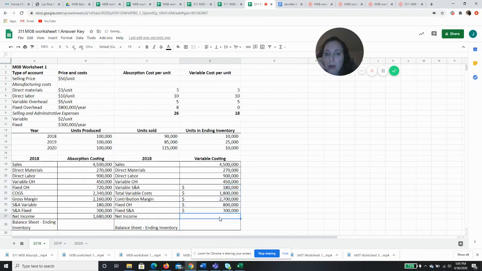There we go. Our net income is our contribution margin of 2.7 million minus fixed overhead of 800,000, the entire amount for the period, and fixed S&A of 300,000, or a net income of 1.6 million. You're thinking, that's lower than our net income under absorption. A couple of videos from now, we're going to talk about why that is. You may be thinking, I don't want to use this, it gives me a lower net income. But as we go through the different periods, that's going to change.